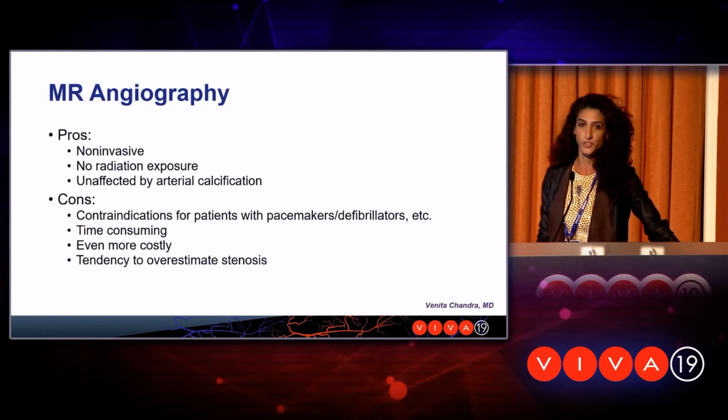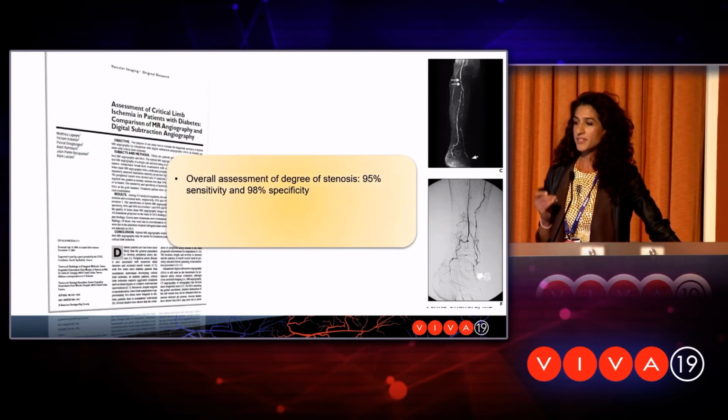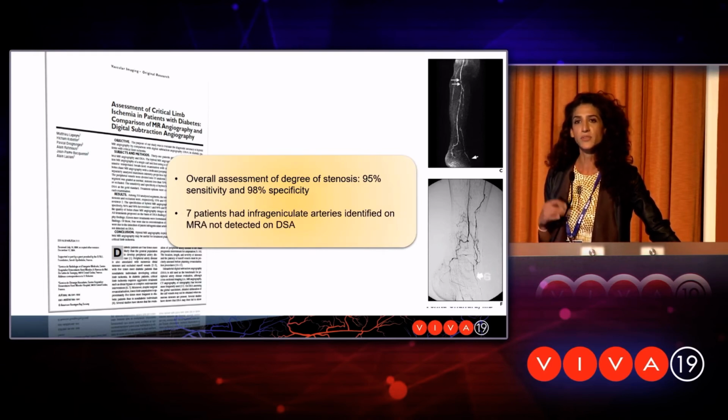What about MR angiogram? Also non-invasive, less radiation, unaffected by arterial calcifications, but this can be time-consuming and costly. There are obviously patients who are contraindicated, and there is a tendency to overestimate the stenosis. This is an interesting study comparing patients with critical limb ischemia who had MRA to their DSA. They found a very high level of sensitivity and specificity with this imaging, and they found this interesting fact that there was a group of patients, about 7 of them, that had infrageniculate vessels that were identified on MRA, but not on DSA.